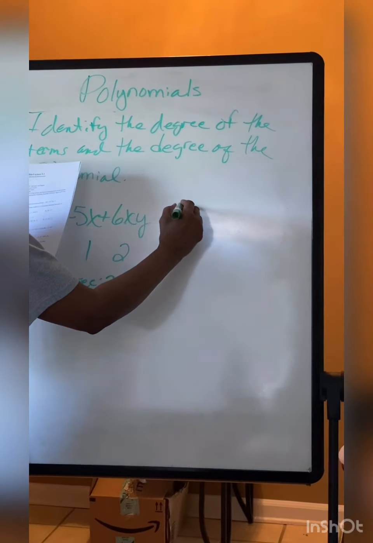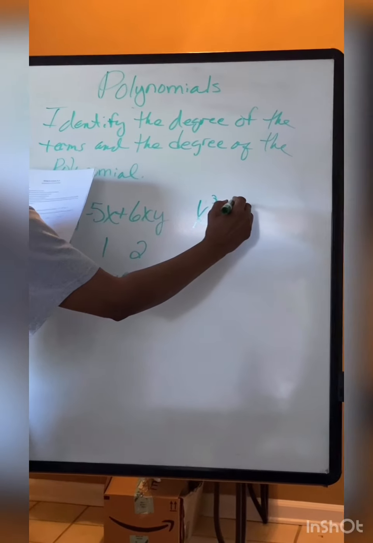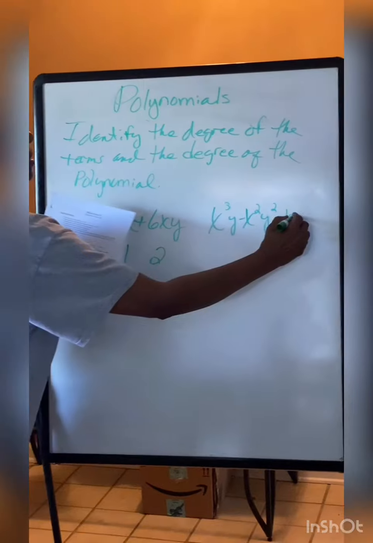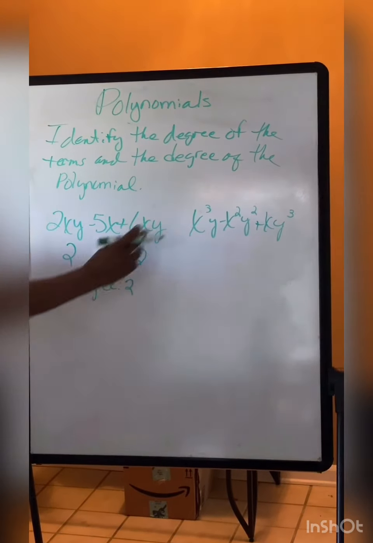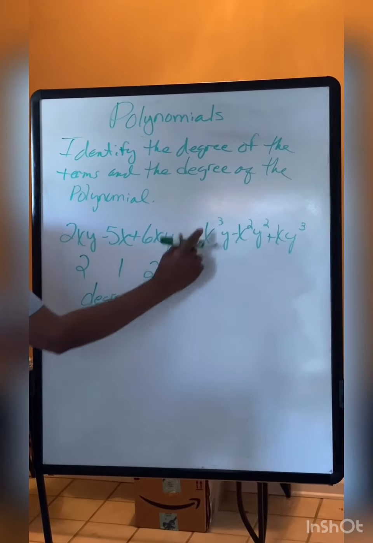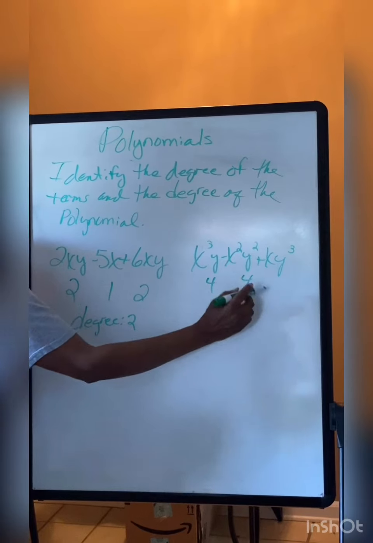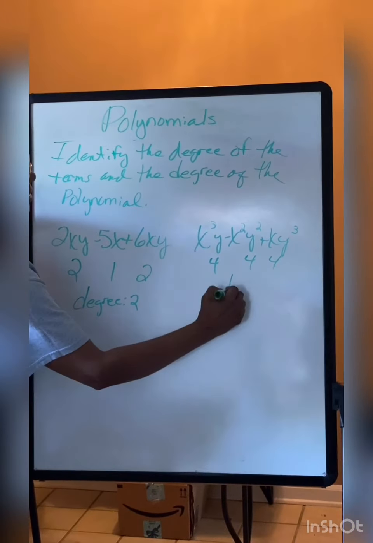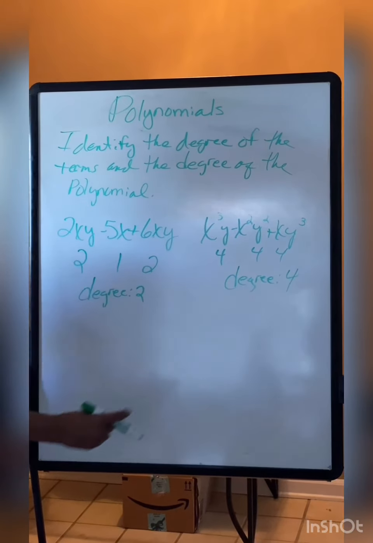If I had x cubed y minus x squared y squared plus xy cubed. Well, as I look at this first term, add the exponents. 3 plus 1 is 4. The degree for here, 2 plus 2 is 4. The degree here, 1 plus 3 is 4. And the greatest number I see is 4, so the degree for this particular polynomial is 4.